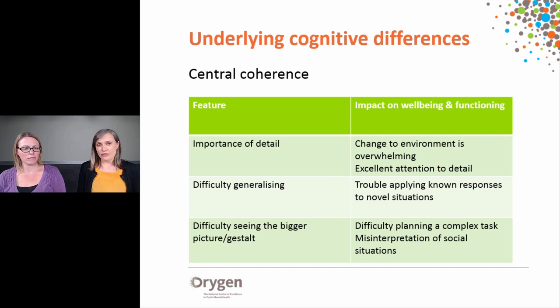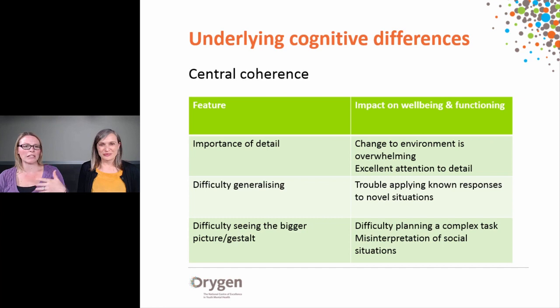Another feature of having difficulties with central coherence is that it's difficult to see the bigger picture. So if it's difficult to see the bigger picture, it can be difficult to plan a complex task with multiple parts to it. You might be more focused on one step and really get into the nitty-gritty and the detail of that, without thinking, oh, actually, I only have an hour to complete this task and there's 5 questions, so I can only allot this much time for each question. And that can get you into trouble when you're trying to get stuff done.